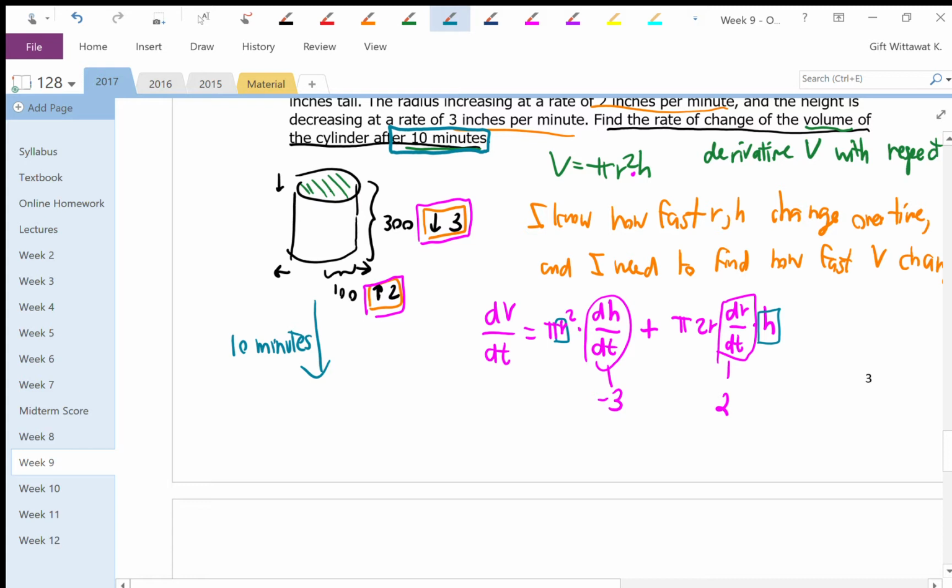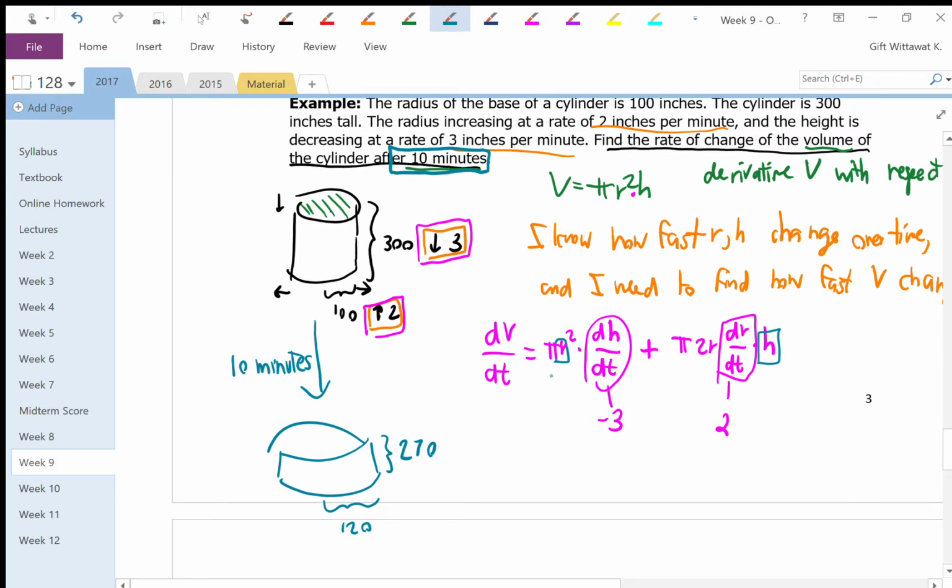So let's see what's going to happen to my cylinder in 10 minutes. If my radius keeps going up by 2 for 10 minutes, that means my new cylinder is going to be 120 in radius. And my height, because it's going down by 3 per minute and it goes on for 10 minutes, is going to be 270 in height after 10 minutes. My picture is not exactly up to scale, it doesn't actually change that much. But anyway, that's going to be the r and the h that you are going to use.